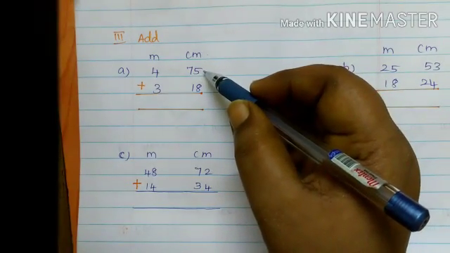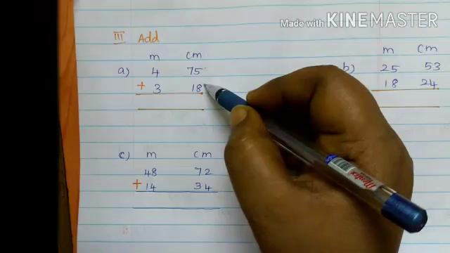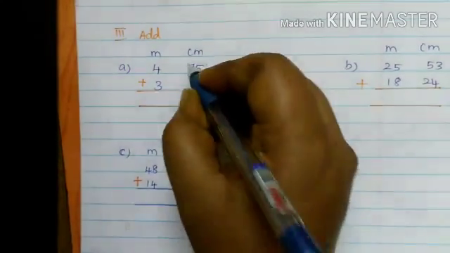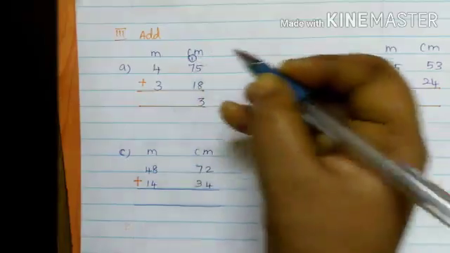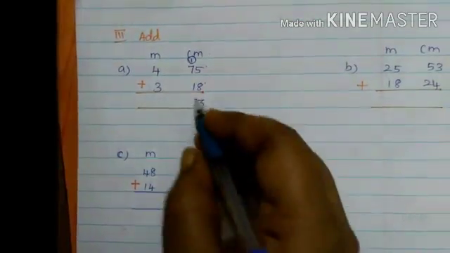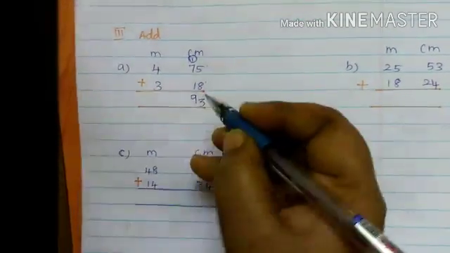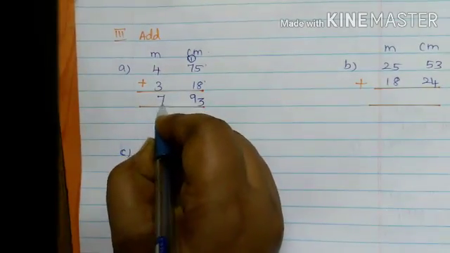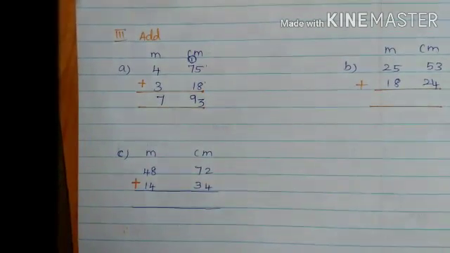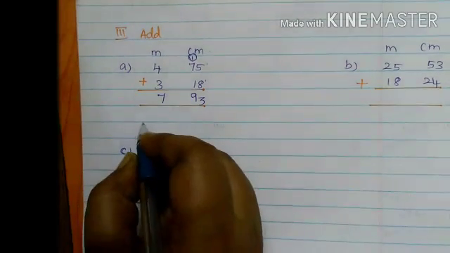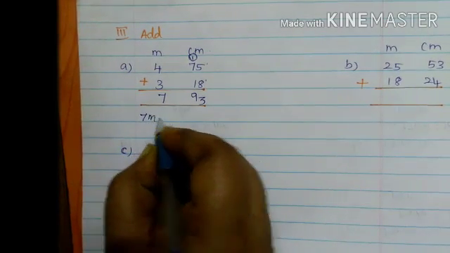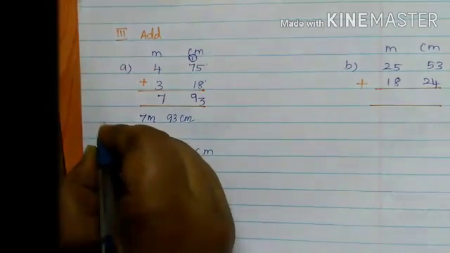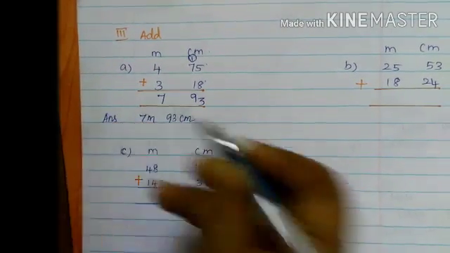So do the first one on the right hand side: 5 plus 8 is 13. So 3, and 1 is carry over. Then 1 plus 7 is 8, 8 plus 1 is 9. Then 4 plus 3 is 7. So here the answer is 7 meter 93 centimeter. This is the answer.